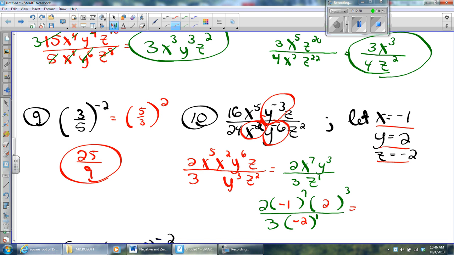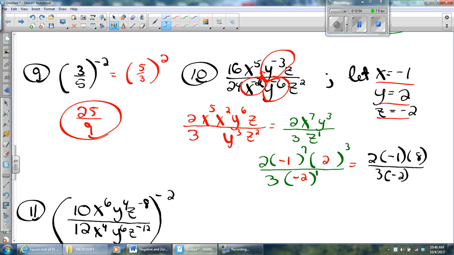Numerator, I've got to do the exponents first, right? And so I'm going to get 2 times -1 to the 7th is -1, and 2 to the 3rd is 8. Denominator, I'm going to get 3 times -2. Okay, I like to simplify first. I'll probably do it your way, but I tell you, I'm going to get 8/3 as my answer. I know it, I can tell, because I'm canceling out these 2's, and I'm canceling out those negatives. 1 times 8 over 3.